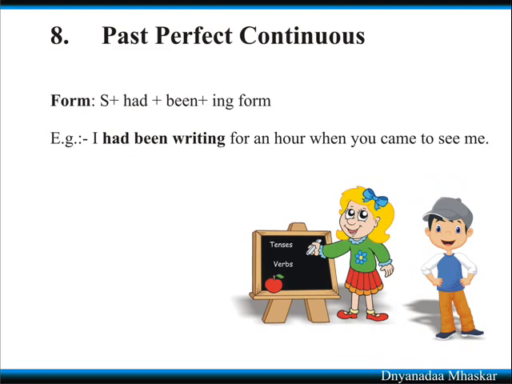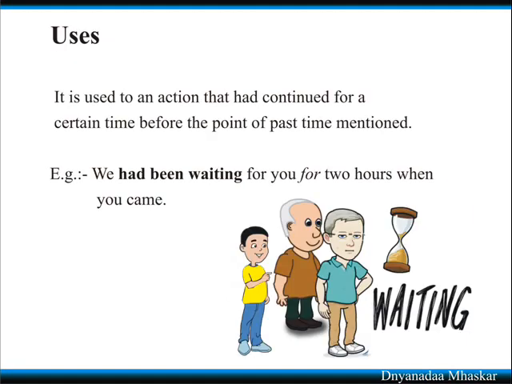The eighth tense, past perfect continuous or progressive form, subject plus had plus been plus ing form. Example, I had been writing for an hour when you came to see me. Let us see the use. It is used for an action that had continued for a certain time before the point of past time mentioned. Example, we had been waiting for you for 2 hours when you came.